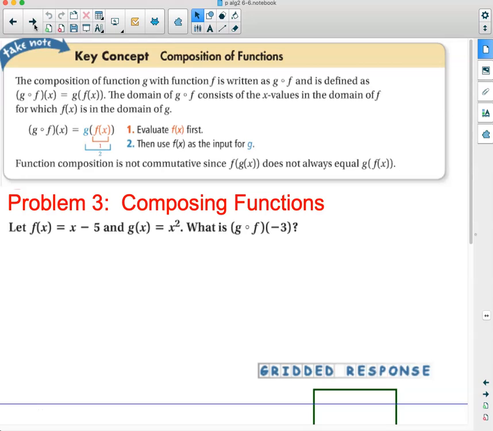So the composition of function g with function f is written with a little degree bubble, a little donut hole. That's one way to write composition. And that's read as g of f. G of f. So we could write that as g, little donut hole, f of x. Or we could write it with embedded parentheses.